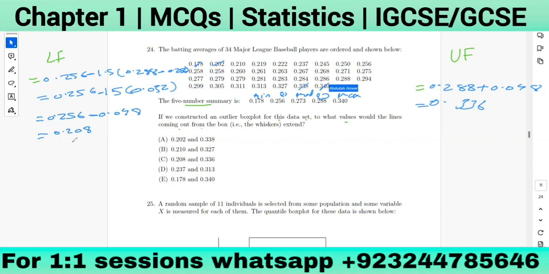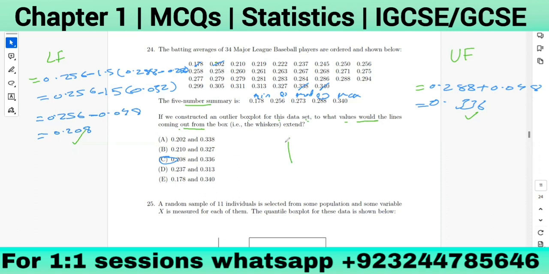Okay, so again we get 0.208 as LF and 0.336 as UF by using our formulas. Now if we consider an outlier box plot for this data set, what values would be the lines coming out from the box? The lines coming out of the box should be less than 0.208. So less than 0.208 would be 0.202. No, this time it's asking about the lines coming out of the box.